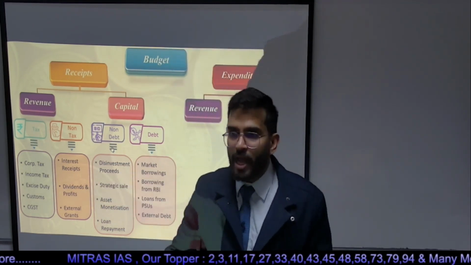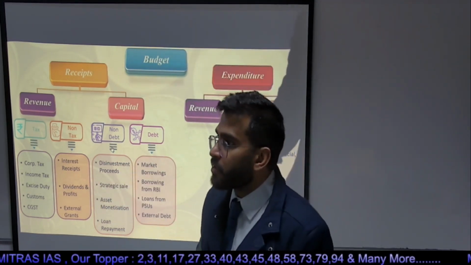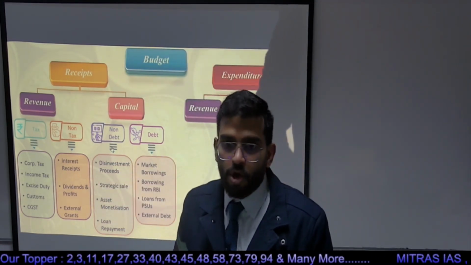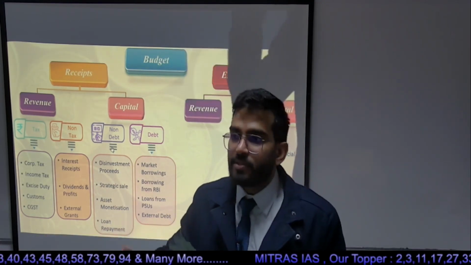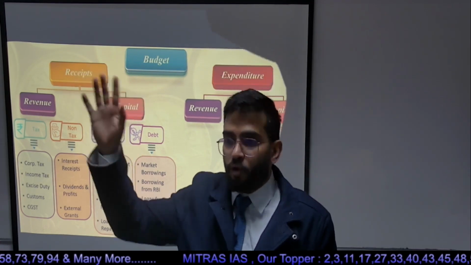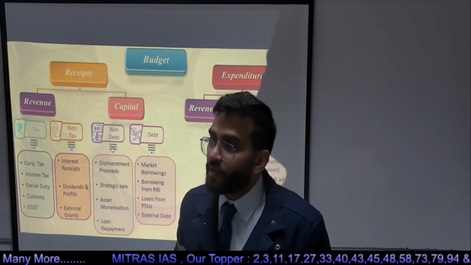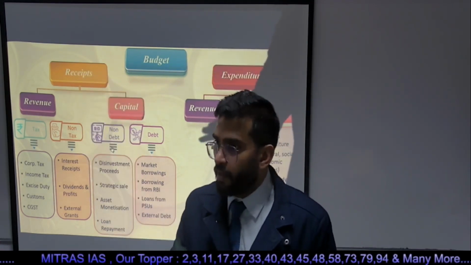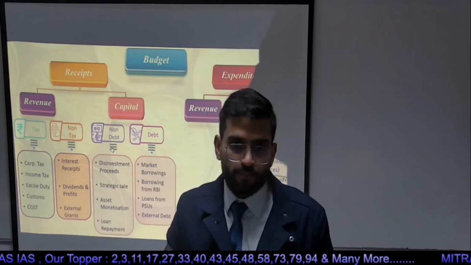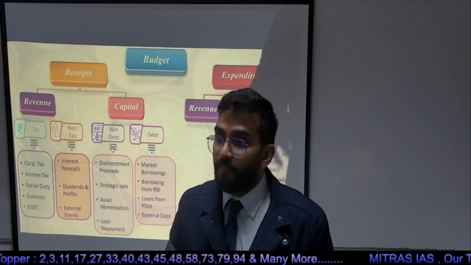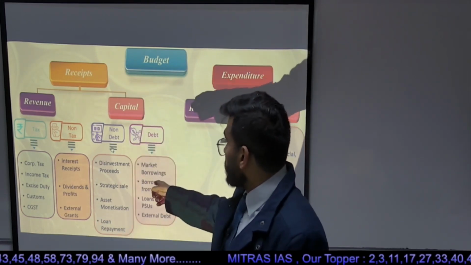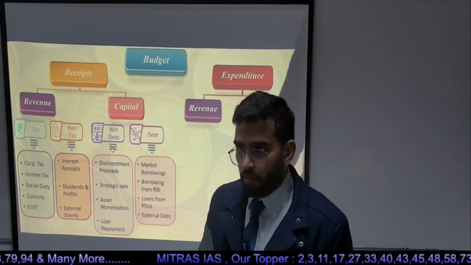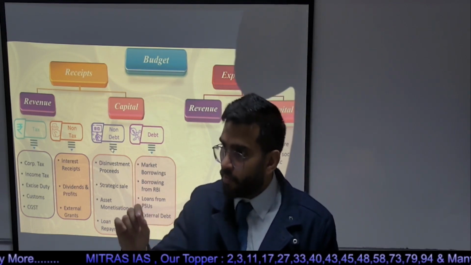This is something like you have a space in your house and you are renting out some part, or you're selling some part. For example, I own the entire place and I'm selling, say, one floor of it. That is like a disinvestment. I am still the owner of the building, but I've only sold one floor. But when I sell the entire building, it's called a strategic sale. Understood the difference? Strategic sale versus disinvestment.